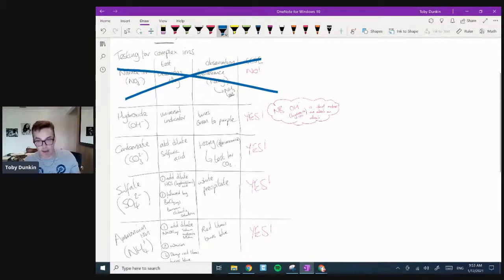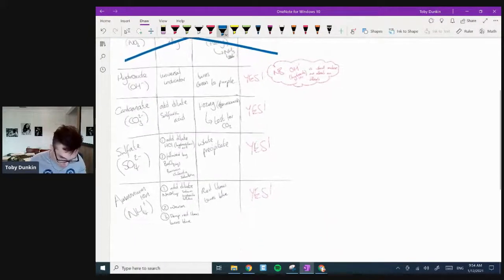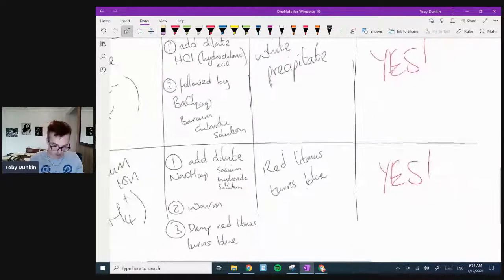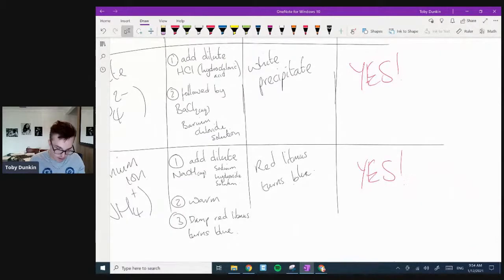Can I just point out how to spell litmus? It's a U. Litmus. And by the way, please notice the damp bit. You need the damp. That's really important.